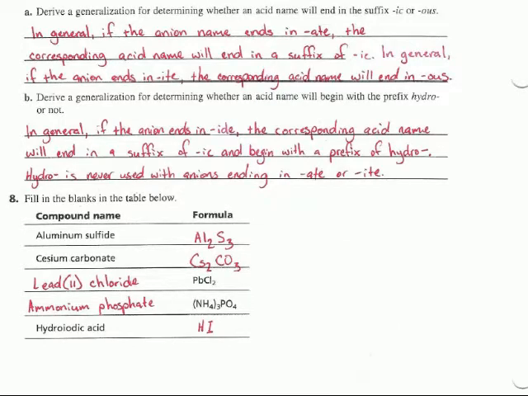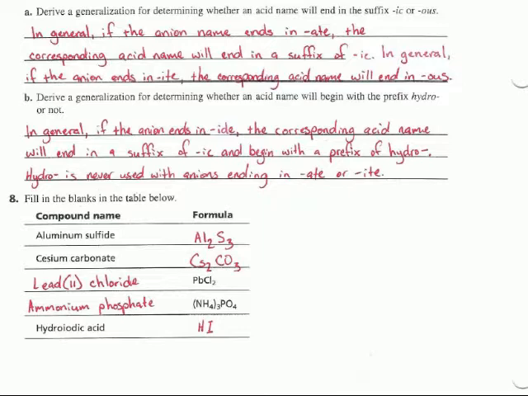Let's finish up with number 8. Fill in the blanks in the table below. Compound name is aluminum sulfide. The formula is Al2S3, right? The aluminum has a charge of +3. Sulfide has a charge of -2, so cross those charges down. That'll give you Al2S3.